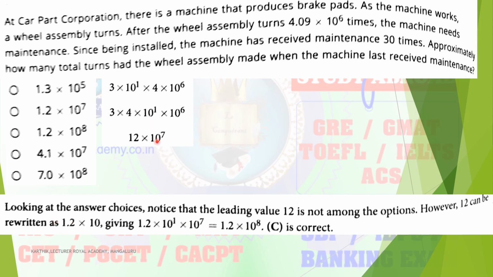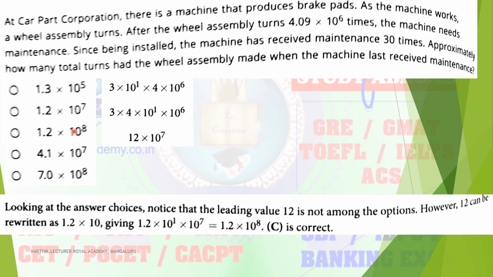So that is nothing but 1.2 into 10. Okay, 1.2 into 10 to the power of 1 into 10 to the power of 7. While multiplying, the powers are added. You will get the answer as 1.2 into 10 to the power of 8. That is your final answer. So option C is correct.